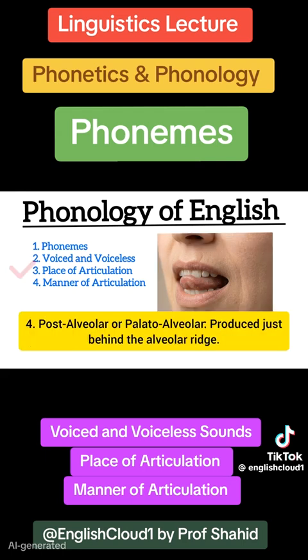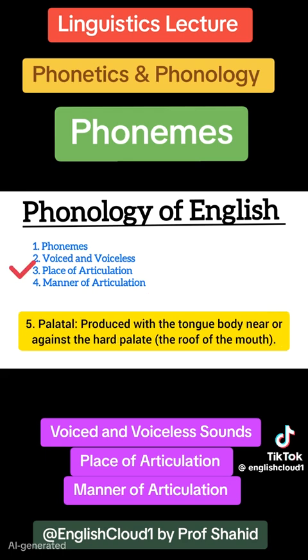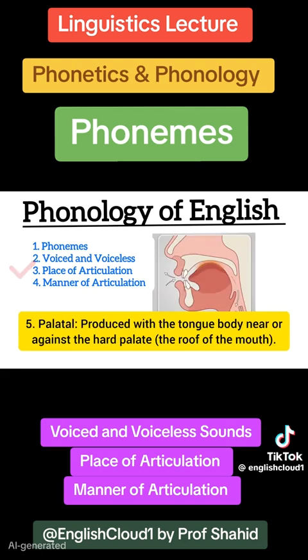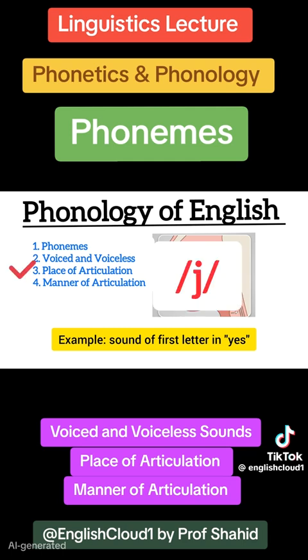5. Post-alveolar or palato-alveolar, produced just behind the alveolar ridge. Examples: the sh sound in ship, the zh sound in measure, ch in chip, and j in jeep. 6. Palatal, produced with the tongue body near or against the hard palate, the roof of the mouth. Example: the sound of the first letter in yes.